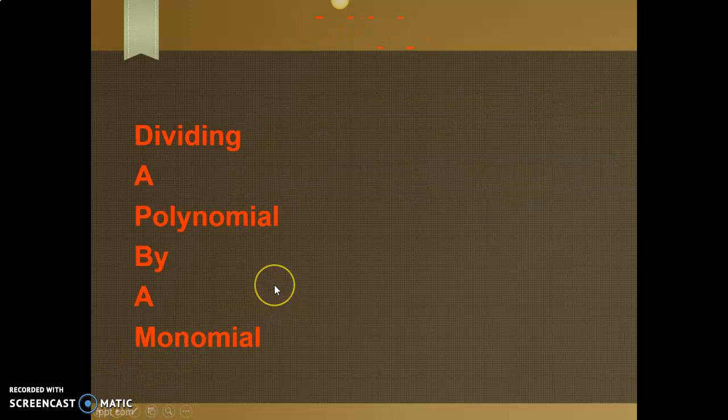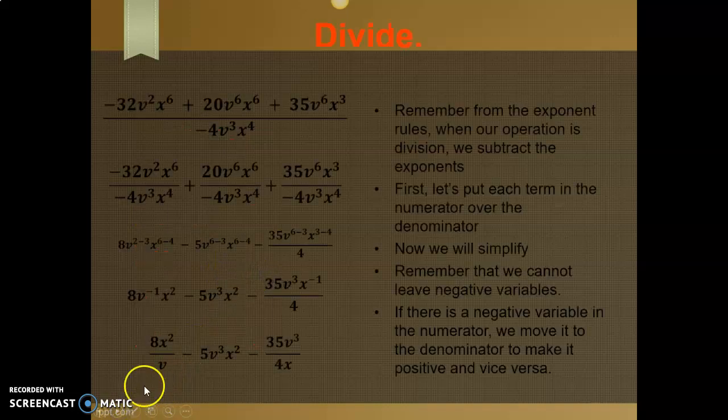Our second topic, dividing a polynomial by a monomial. In this topic, remember that we're going to use exponent rules here. Our operation is division, so we will be subtracting our exponents. First, let's separate our problem out and write our denominator for each of the terms in the numerator. Doing that, we'll end up with this setup here for our expression, where we have our denominator with each of our numerators. The denominator stays the same.